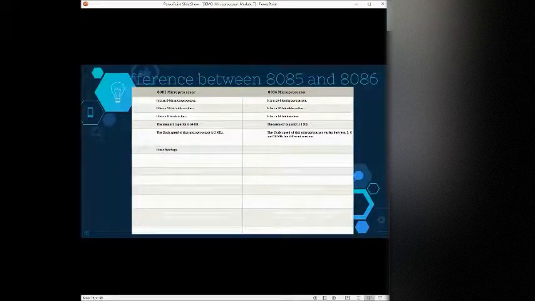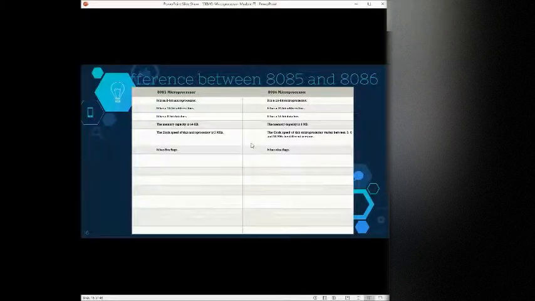Now, it has 5 flags for the 8085, while the 8086 has 9 flags. So what do you mean by flags? Anyone? Okay, flags are kind of modified registers that record the condition of a microprocessor's calculation.